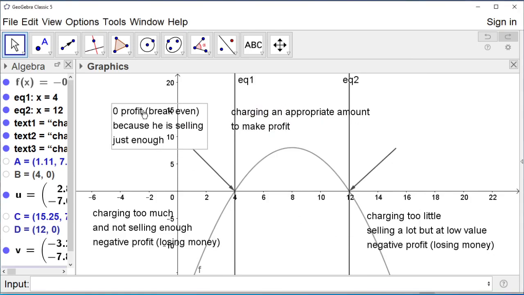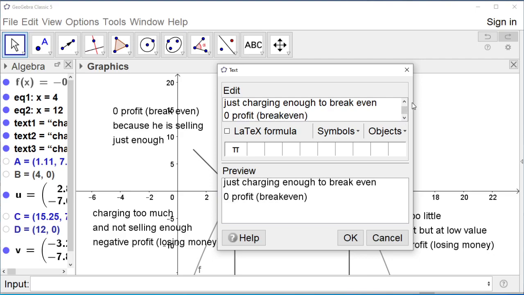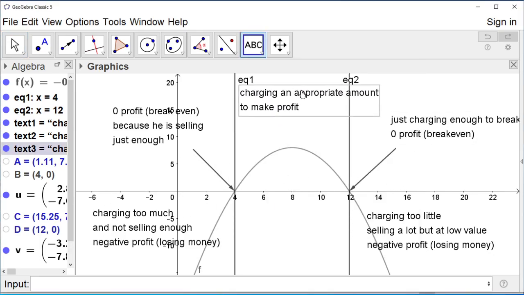That's what's going on here. He's just selling enough to break even on that side. On the other side, he's just charging enough to break even. If he lowers his price any more, he's going to start losing money. He actually should be raising his price in this situation, right? So those are all the different sections of the graph and what you might need to know.